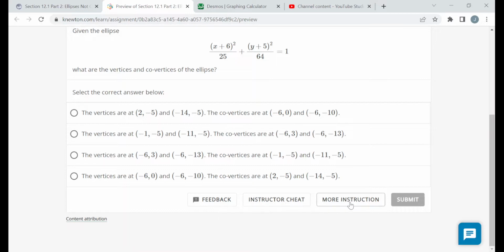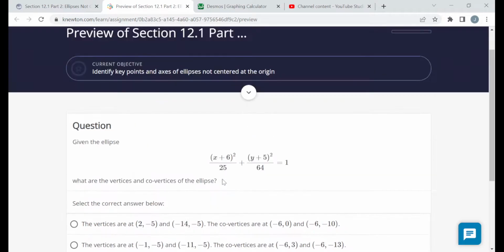But you will have this more instruction button. If you're ever struggling with a topic or a question, try clicking on this and it'll take you to a page with some further reading or videos to study, and then you'll be given questions related to that instruction, and completing those questions is another way to progress through the assignment.